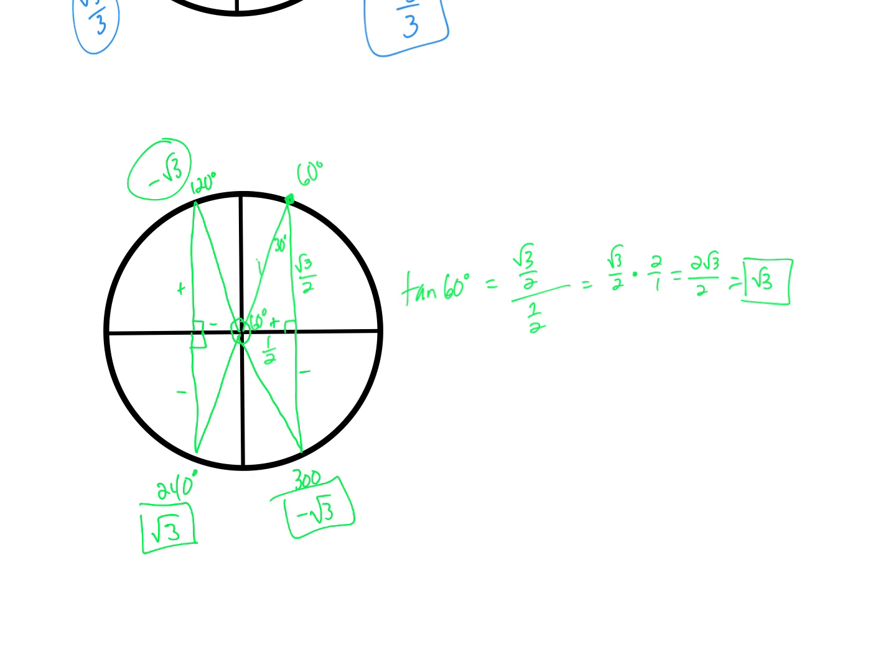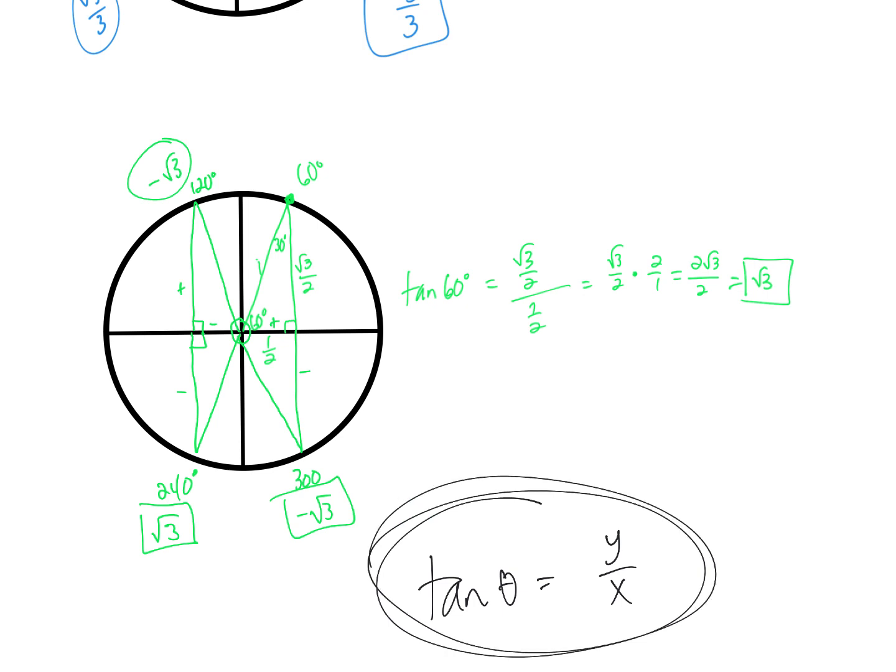The one thing that hopefully you've noticed on all of these is that the tangent of any angle is always y over x. And that's true always. So when we're on the unit circle, the tangent is y over x. Y is always the opposite, x is always the adjacent.